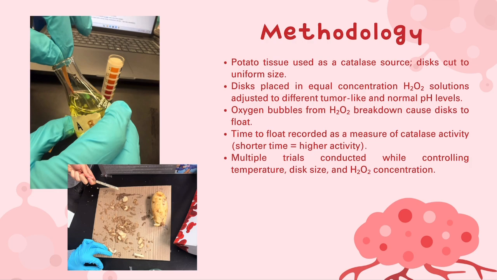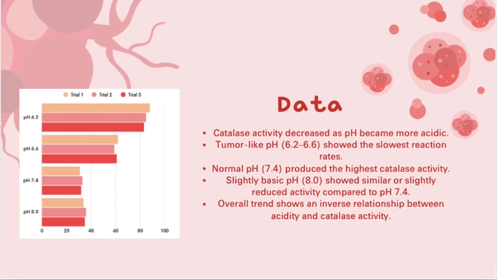Multiple trials will be conducted at each pH level while controlling variables such as temperature, disc size, and hydrogen peroxide concentration. Data table, which can be seen on the left side of this slide. Our data showed that under tumor-like acidic conditions, catalase activity decreased as pH became more acidic. At pH 6.2, the potato discs took the longest to float, with a mean of 85 seconds, indicating the lowest rate of hydrogen peroxide breakdown.